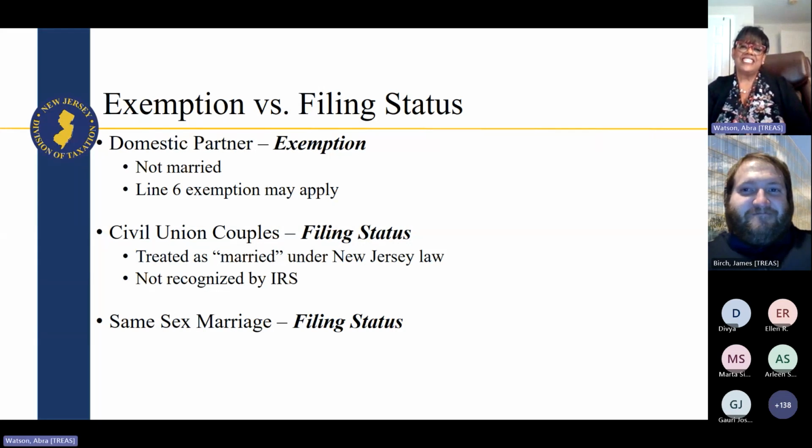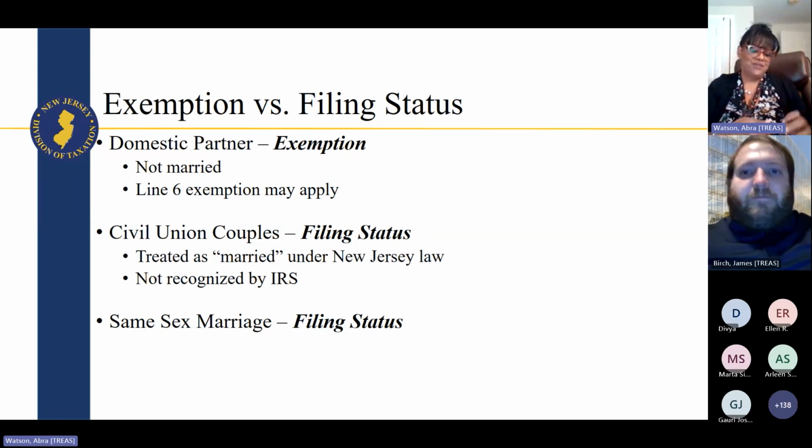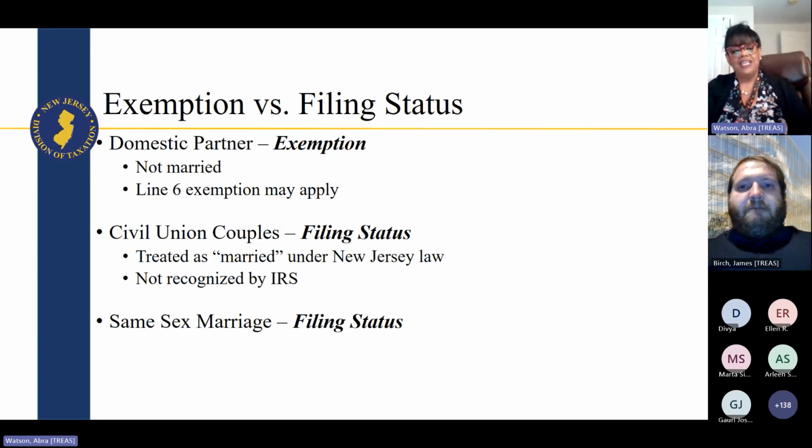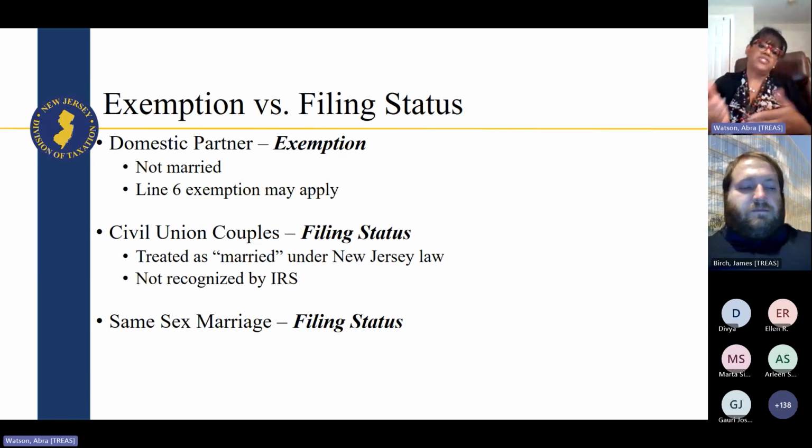So let's talk exemption versus filing status. Like I said, I've talked to many of you year after year, so many of you are very aware of this. But just as reminders: domestic partnerships, civil union couples, same-sex marriage. What are the differences between all three of these?